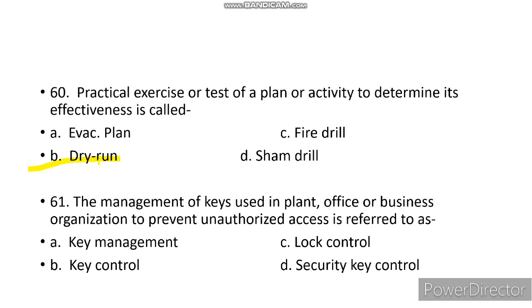61. The management of keys used in plant, office, or business organization to prevent unauthorized access is referred to as what? We refer to it as key control. It's key control.